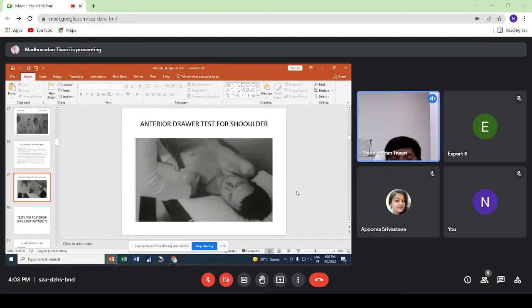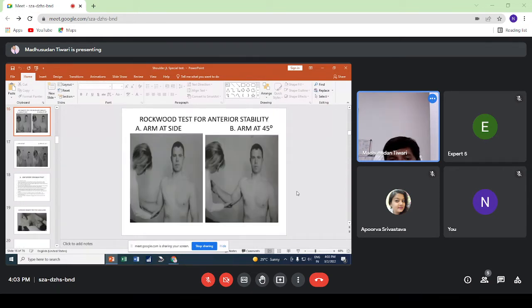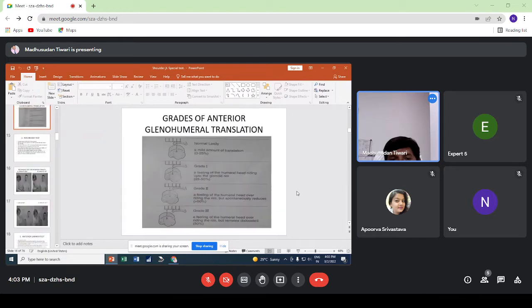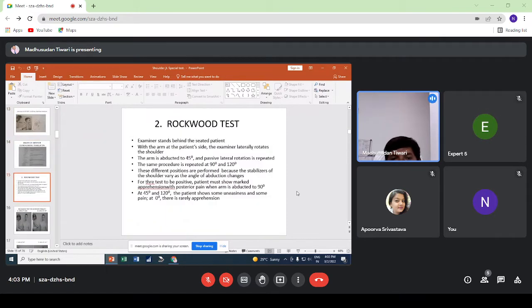But the more common tests are these two tests that we talked about earlier. First was the load test, and second was the Rockwood test. It is very easy to do.